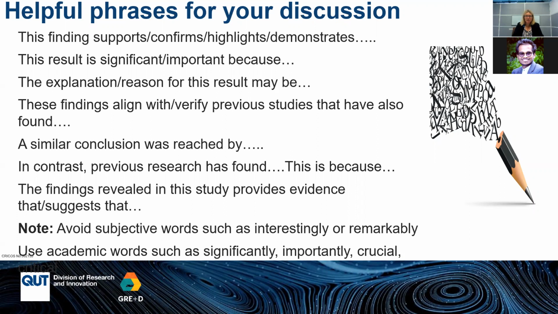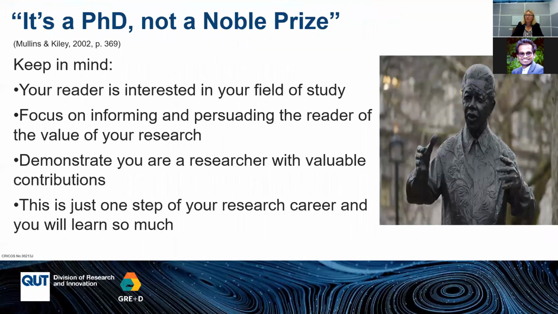Something that I see a little bit are really quite subjective words. I would encourage you to avoid those. Interestingly, participant 1 said blah, blah, blah. Why is it interesting? Who's it interesting for? It's very hard to explain why you find something interesting because your reader may not think it's interesting. Remarkably, again, a little bit subjective. So use your academic words. Significantly, importantly, something's crucial or critical. Okay, you want those academic words, not the subjective words.